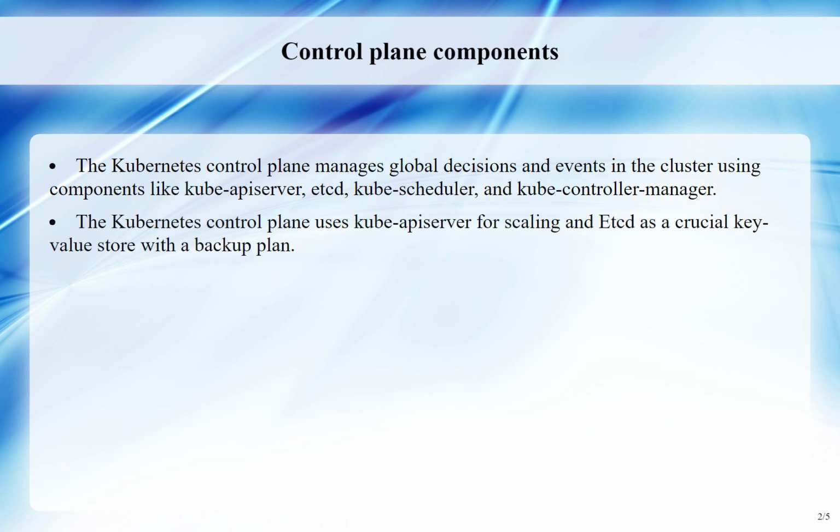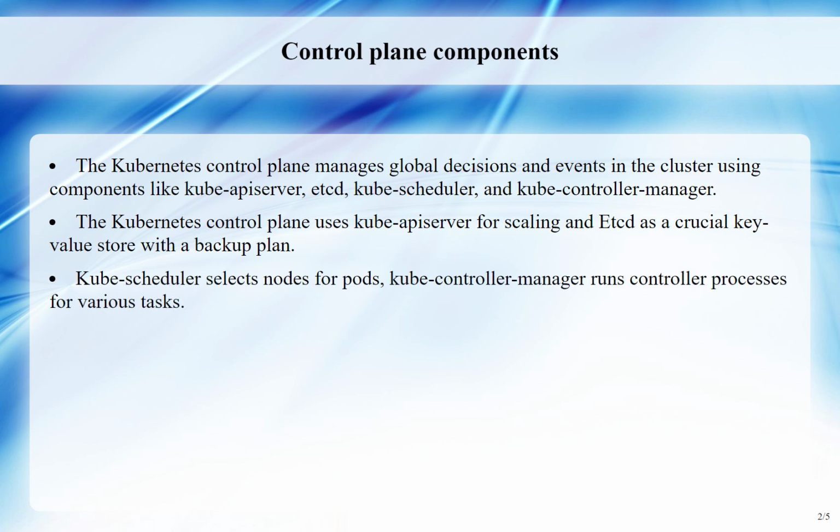The Kube API Server is the front end of the Kubernetes control plane and can scale horizontally by deploying multiple instances. etcd is a key value store used as the backing store for cluster data, and it is essential to have a backup plan for its data.